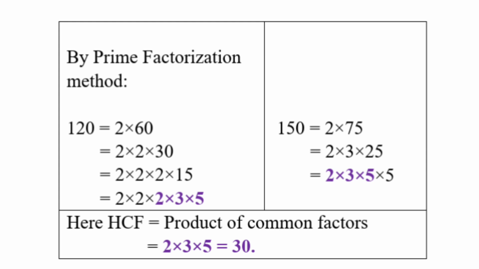By prime factorization method, the factors for 120 and 150 are written. Then for finding HCF, choose the common factors and their multiplication. HCF is equal to the product of common factors. Therefore, 2 3s are 6, 6 5s are 30. 30 is the HCF for numbers 120 and 150.